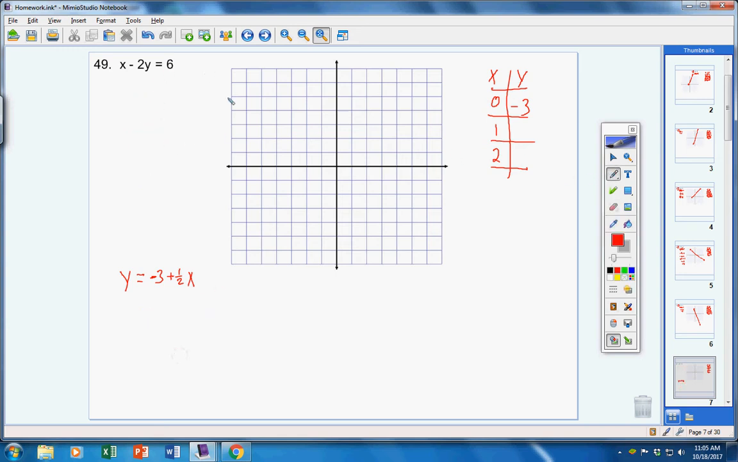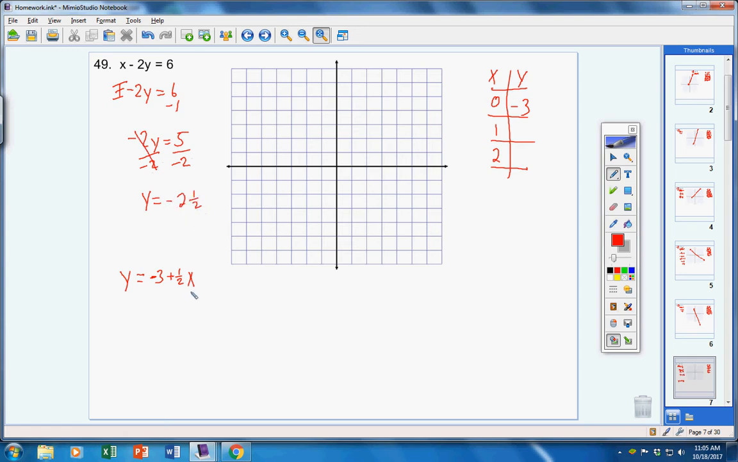If you choose to get y by itself, make sure you do it correctly. If you make a mistake, you're going to miss all of these, okay? Let's put a 1 in for x. So 1, negative 2y equals 6. Bring the 1 over, make it a negative 1. Negative 2y equals 5. Divide by negative 2. And y equals negative 2.5.